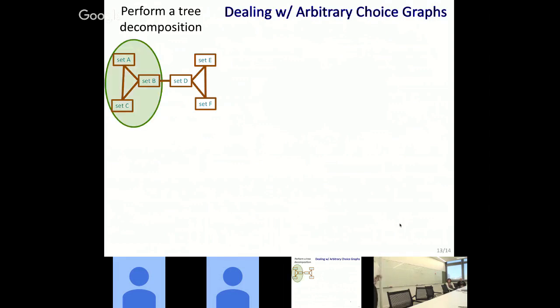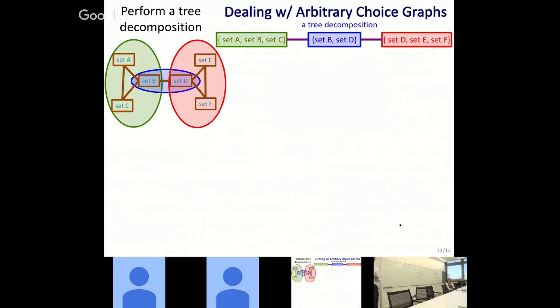For example, we can merge sets A, B, and C into one bag, let's say a green bag. We can put the sets B and D into another bag, let's say a blue bag. And then we put D, E, F in another bag, say a red bag. And now the green, blue, and red bags form a tree. They're connected like this. That's a tree decomposition. There are many, many tree decompositions. Here's a formal definition.